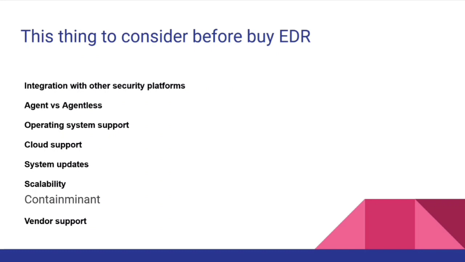Scalability should be a big consideration, because if your organization scales to more endpoints, the EDR should cover and monitor all of those as well. The containment feature is also important: if any malicious file has appeared, you should be able to contain that file.